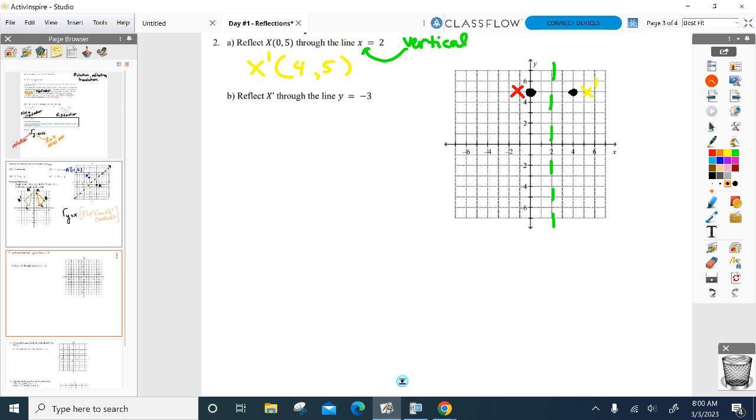Now, take a look at part B. Reflect X prime. Hey, we're not going back to X. We're not going back to the original. We're staying right where we are. We're staying right at 4, 5. So take that point and reflect it through y equals -3, which is what type of line? Y equals -3, that's going to be horizontal. Yep.